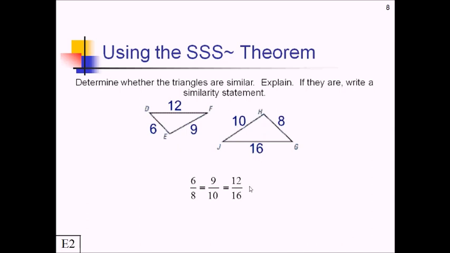And what do these all reduce to? 6 over 8 reduces to 3/4. 9/10 can't be reduced. 12 over 16 reduces to 3/4. Unfortunately, these are not all exactly the same. Two sides are proportional, but not the third side. So we would say that this cannot be shown to be similar.